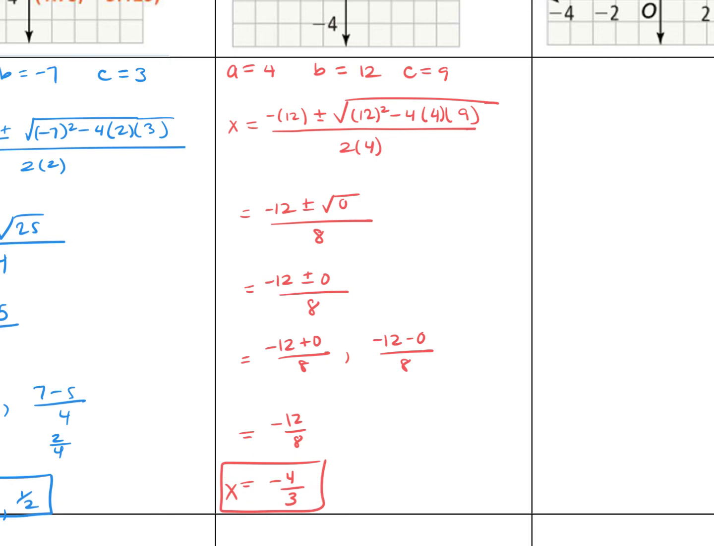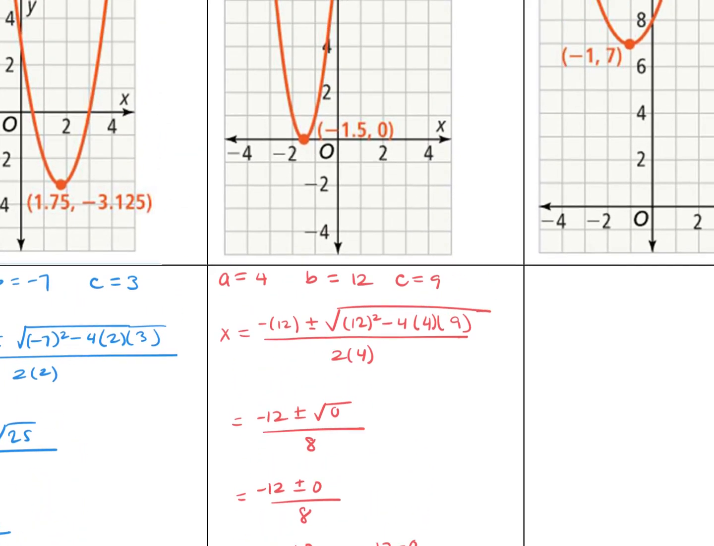If you look at the graph, that makes sense because our parabola is hitting the x-axis just in one spot at that -3/2.